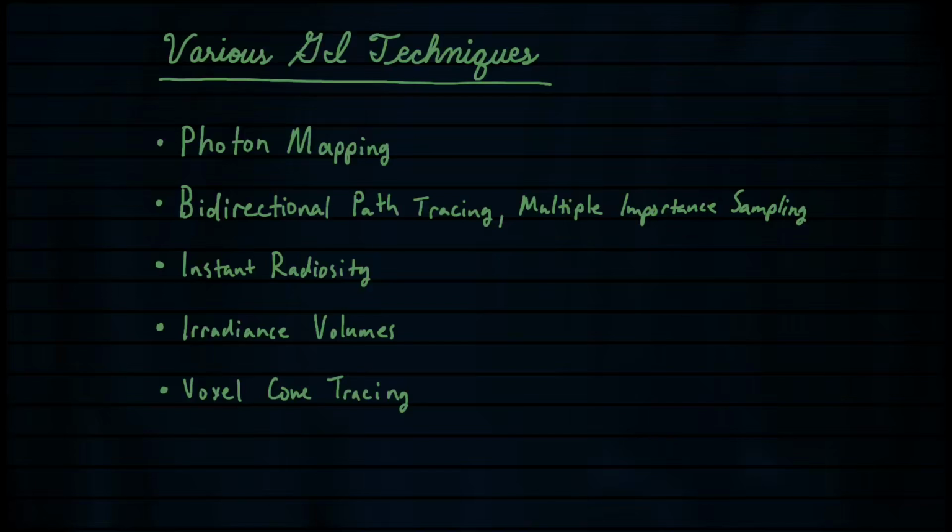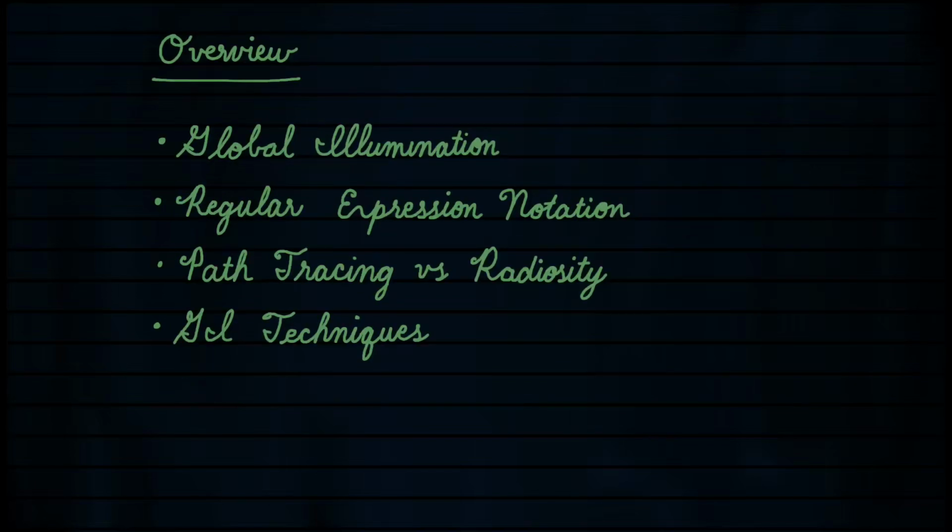Definitely worth checking out. So just by way of review, we talked about global illumination, regular expression notation for representing all the different light paths we are interested in talking about, path tracing versus radiosity, the two main techniques for simulating these multiple light paths. And then we also talked about a variety of different global illumination techniques that have been introduced over the years to solve this.